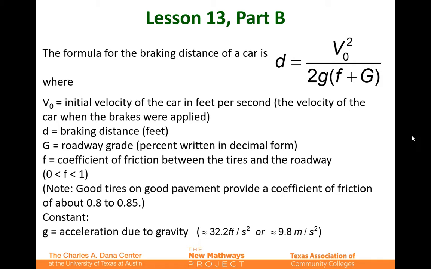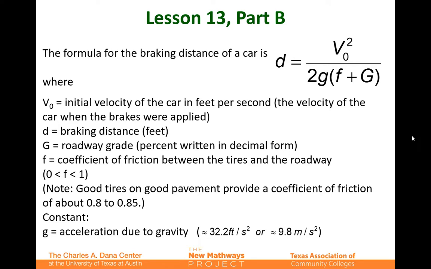The lowercase f is the coefficient of friction between the tires and the roadway. The coefficient of friction is typically going to be some number between 0 and 1. There are situations where there's extremely high friction in other applications, but for a road, definitely between 0 and 1. It says good tires, you might get 0.8 to 0.85. The larger that number F is, and the larger that capital G is, the shorter that stopping distance is going to be. Lowercase g is the acceleration due to gravity.